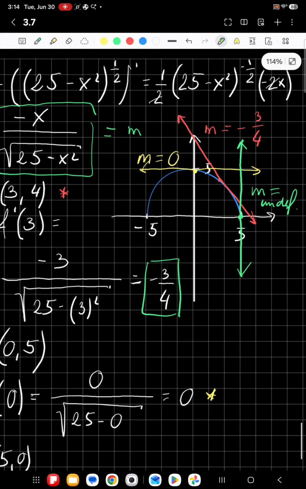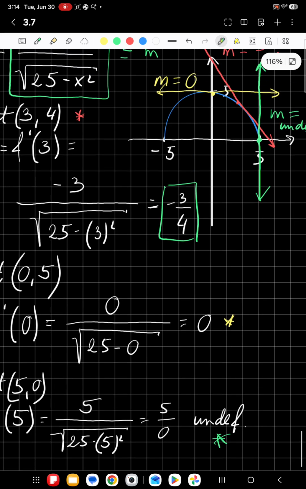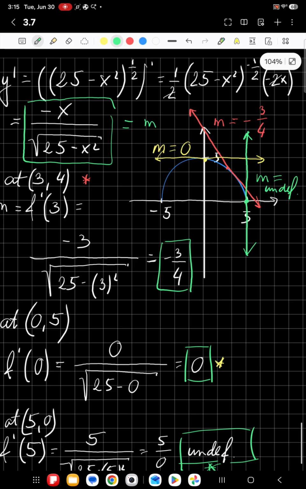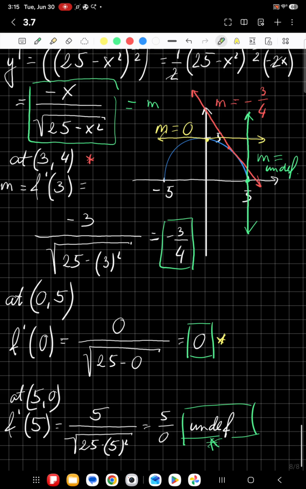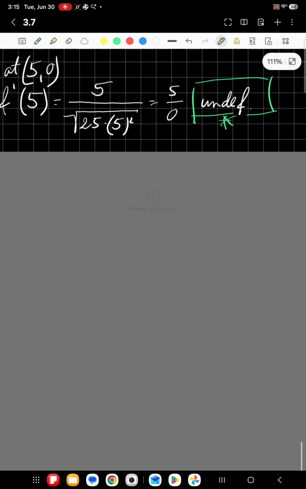Then the next point was this point, 0, 5, and this is the tangent line. Calculated the slope, and we got 0. Okay, so it's this one. And then the last one was a vertical line, right? We know vertical line has an undefined slope. The point was 5, 0, and we calculated it here, and we did get undefined. Okay, I have a couple more examples, of course.